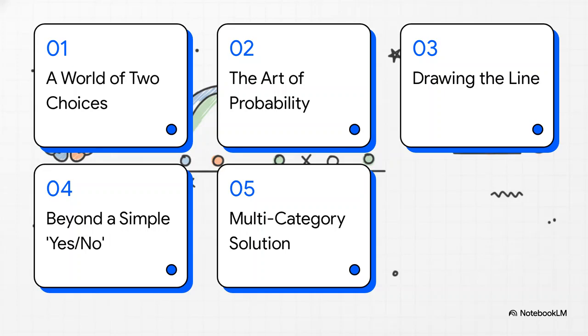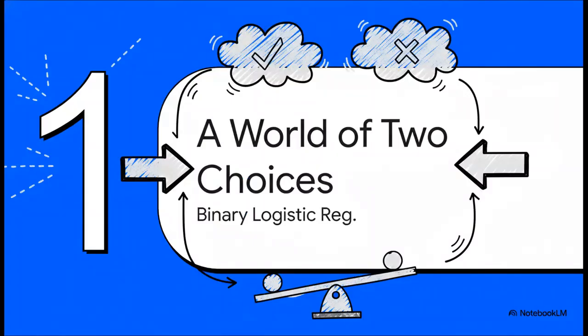Okay, so here's the game plan. We're going to start in a simple world of two choices, then get into the art of probability and see how the line gets drawn. After that, we'll push beyond just a yes or no and find a solution for multiple categories. Let's do it. So first up is our foundational tool, the one designed specifically for these two-choice scenarios. It's called binary logistic regression.